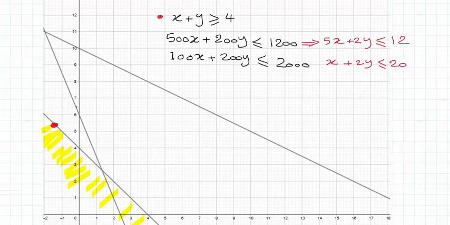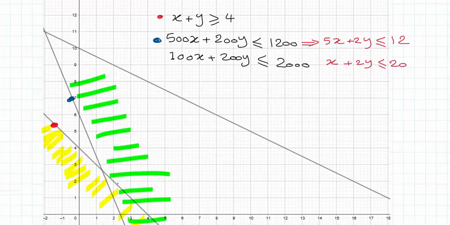So this line graph is for this inequality. And in this inequality, 5x plus 2y should be less than 12. Less than 12 means this side is the side that we want, which makes 5x plus 2y less than 12. So the rejected side is the other one. So this side is also shaded.